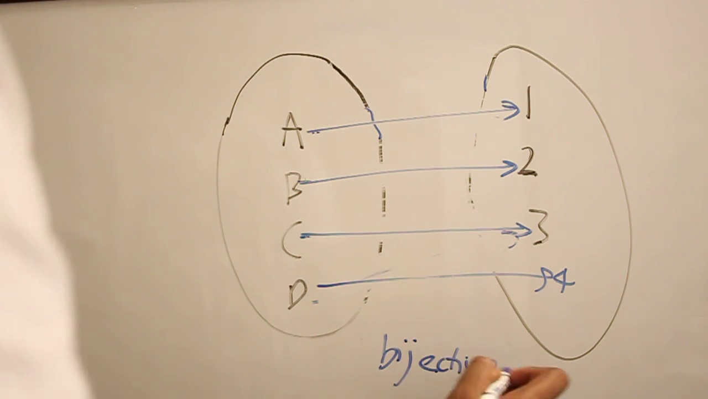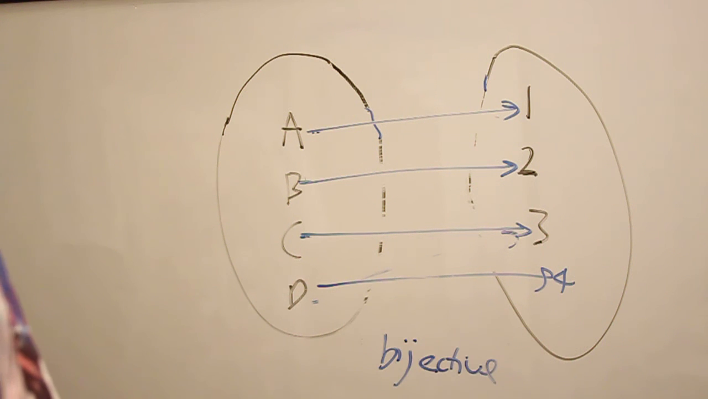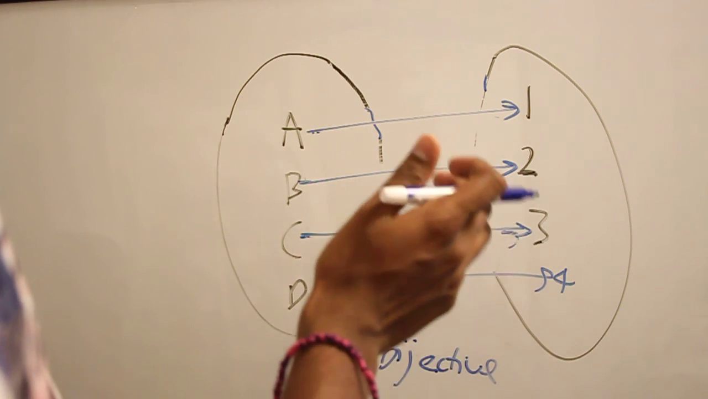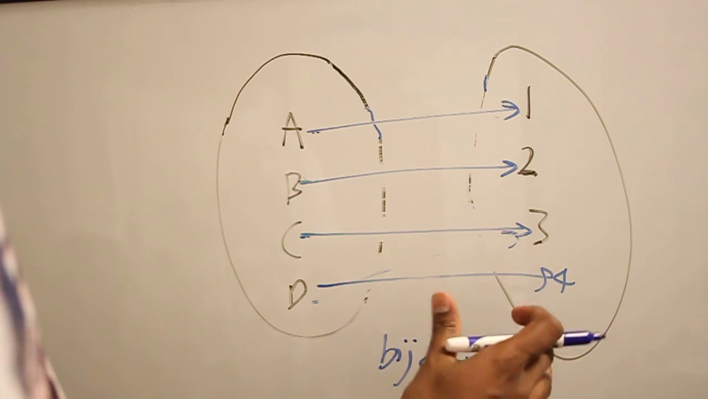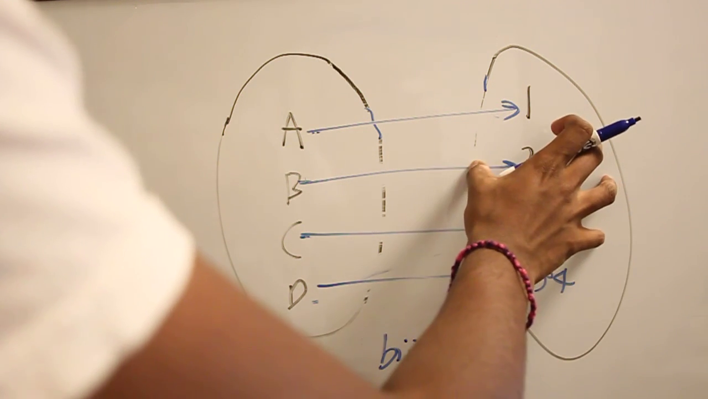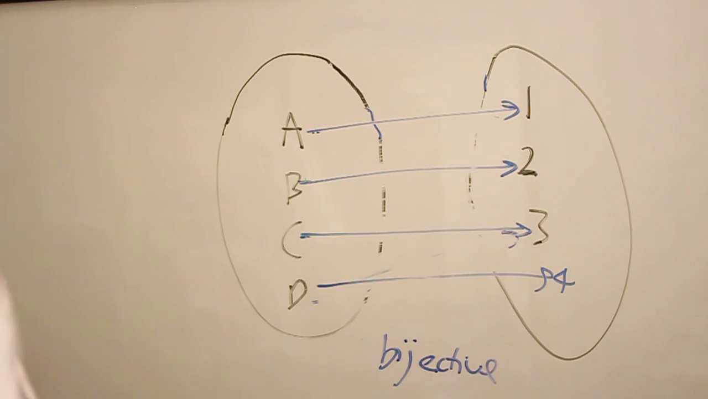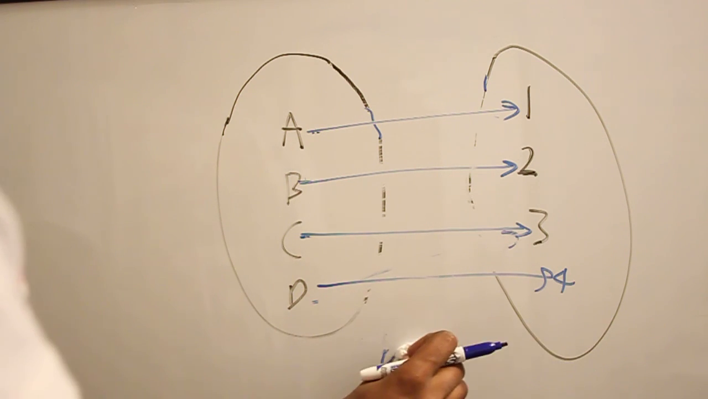A function is bijective only when it's both injective and surjective, meaning it has one-to-one mappings, and every element in the codomain is being mapped to by some element in the domain. So those are basically the 3 different ways to classify functions.